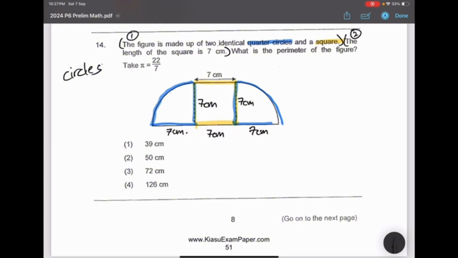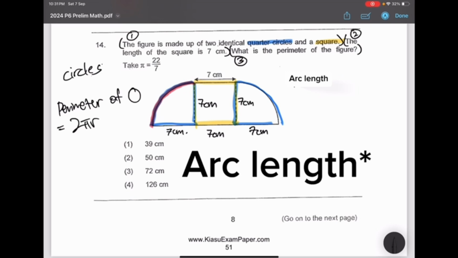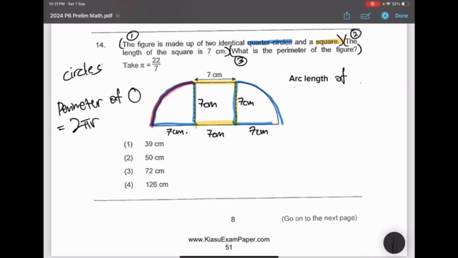Moving forward from here, we want to read the last part of our question, which is, what is the perimeter of the figure? Alright, now they are looking for the perimeter. Now I want to find the perimeter of a quarter circle, just the arc length. Knowing that the perimeter of a circle is equals to 2 pi r, I know that the perimeter of my quarter circle would just be 1 quarter times 2 pi r.